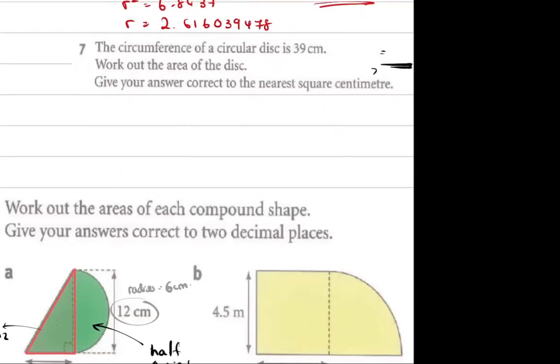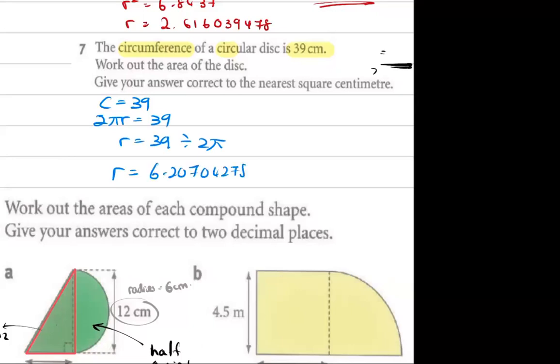Circumference of a circular disc. Circumference of the disc is 39. So circumference is equal to 39. 2 pi r is equal to 39. R is equal to 39 divided by 2 pi. So you can actually do that. Just take 2 times pi, get the answer, and write 39 divided by the answer. Immediately you get your radius. 6.207042781. We need to find the area, which is pi r squared.